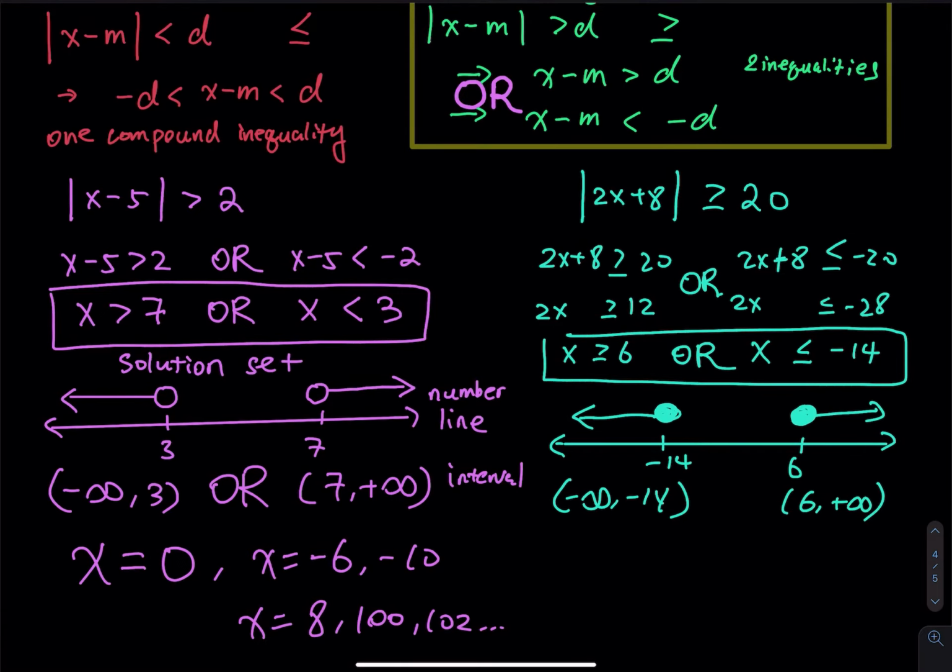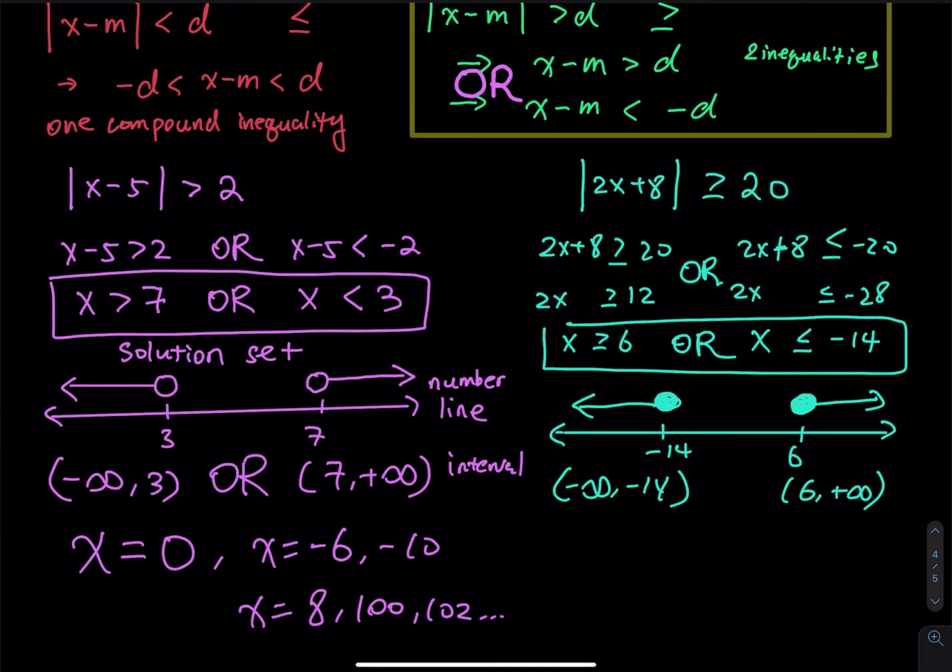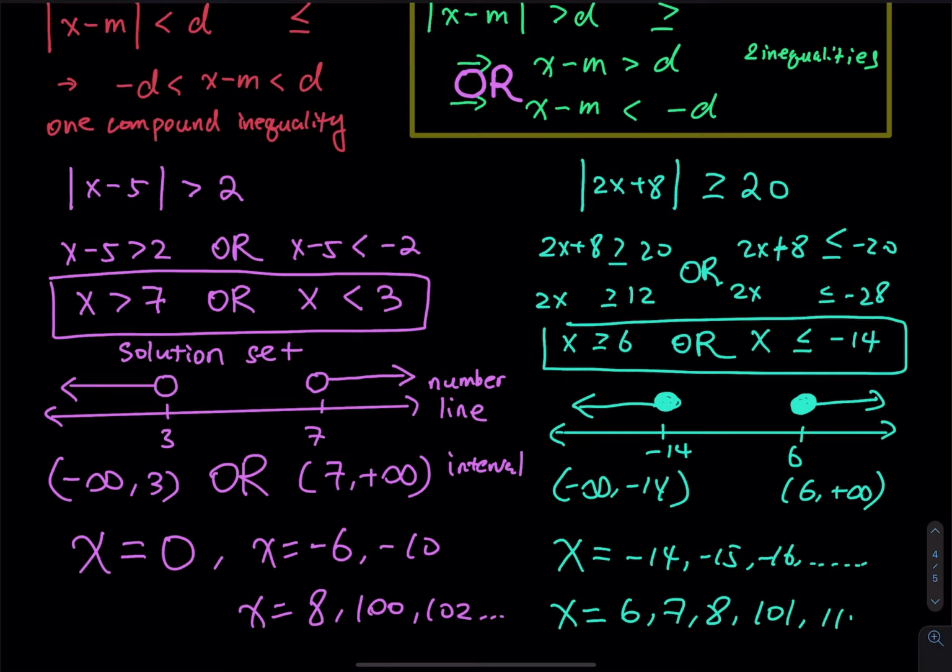Okay, and then what kind of number satisfies the inequality? Now negative 14, negative 15, negative 16, so on and so forth. On the other side, you can have x equals to 6, 7, 8, 101, 110, so on and so forth. Every time you pick a number, the number is either in the first inequality or the second inequality. So that's why the or is so important.